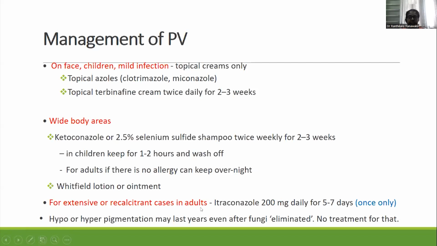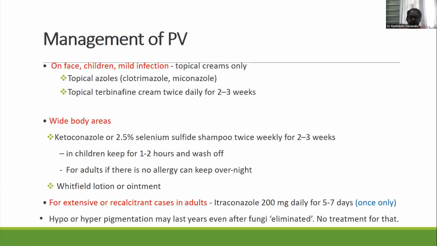And for extensive or recurrent cases in adults, we give itraconazole. Itraconazole 200 milligram daily for 5 to 7 days, once only. Because when you give itraconazole, the fungi are dead, definitely dead. There's no resistance in versicolor. So when you give itraconazole, it is dead, right? So give once only. Hypo and hyperpigmentation may last years even after the fungi is eliminated. No treatment for that, right? So we don't treat the pigmentation. When you give itraconazole, the fungi is dead. That is the end of the treatment.